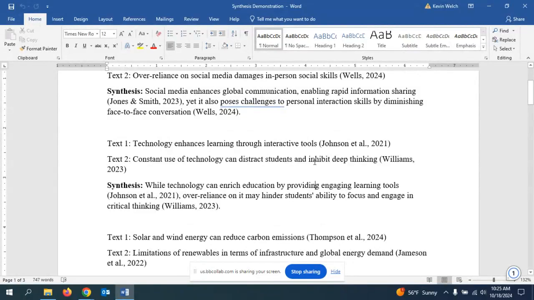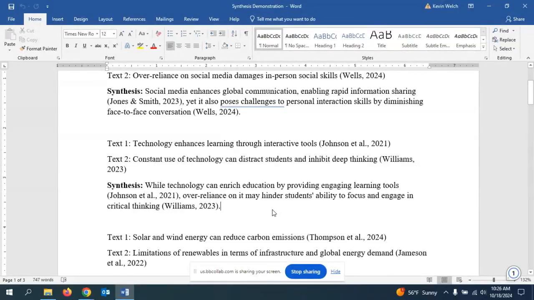Now notice that I presented in both of these sentences wording that indicates these are contrasting ideas. Social media does this, yet it also can do this, according to this other person. Okay? While technology can do this, over-reliance on it may do this.